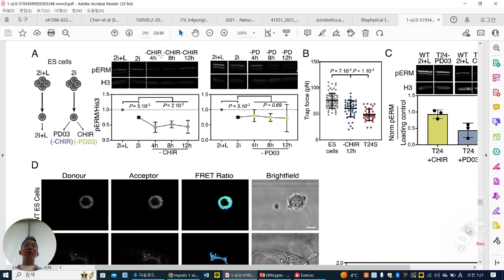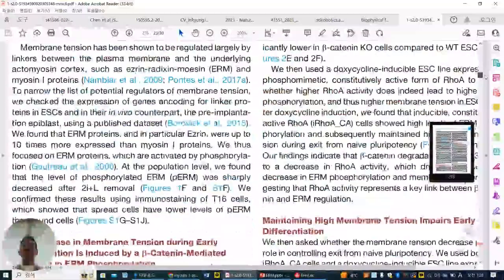And then when they remove this CHIR inhibitor, the phospho-ERM level goes down. But under PD03 removal, no change. So this CHIR is important to regulate stem cell exit to the differentiation status. CHIR is a GSK3 beta inhibitor, which is very well known to regulate beta-catenin upregulation. So that is why beta-catenin regulation.